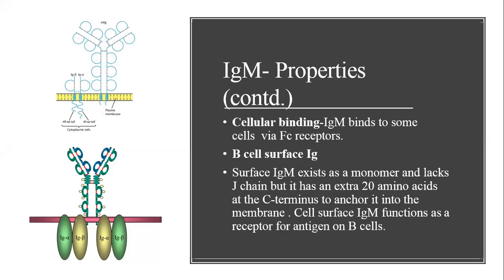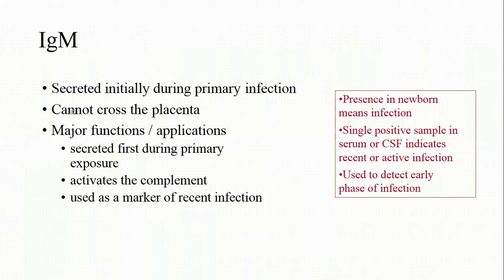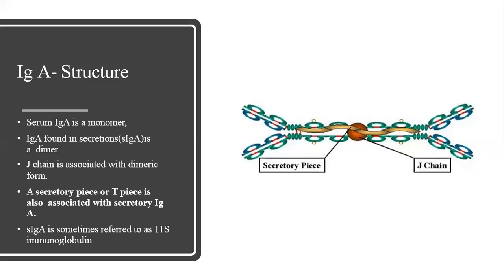The surface IgM exists as a monomer and lacks the J chain, but has an extra 20 amino acids at the C terminus to anchor into the membrane. The cell surface IgM functions as the receptor for antigen on B cells. IgM is secreted initially during primary infection. It cannot cross the placenta due to its large molecular size. Its major functions and applications are that it is secreted first during the primary exposure to antigen, it activates the complement system, and it is used as a marker for recent infection.